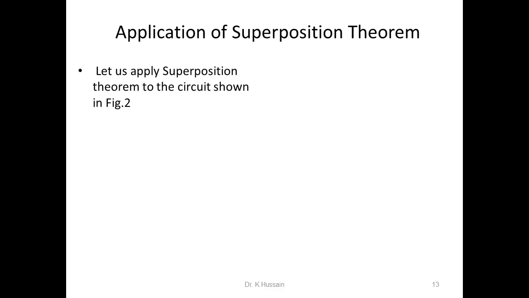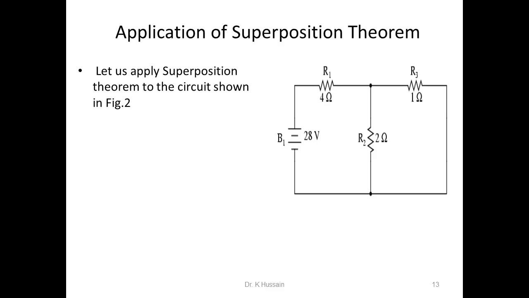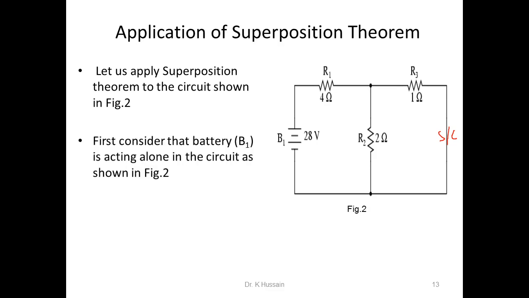By using the superposition theorem on the circuit, in the first case the second source is inactive. Because it is a voltage source, it is short circuited. Then you have to find the value. So first consider V1 alone acting. This is the circuit diagram for that, and the other battery is kept here, short circuited.